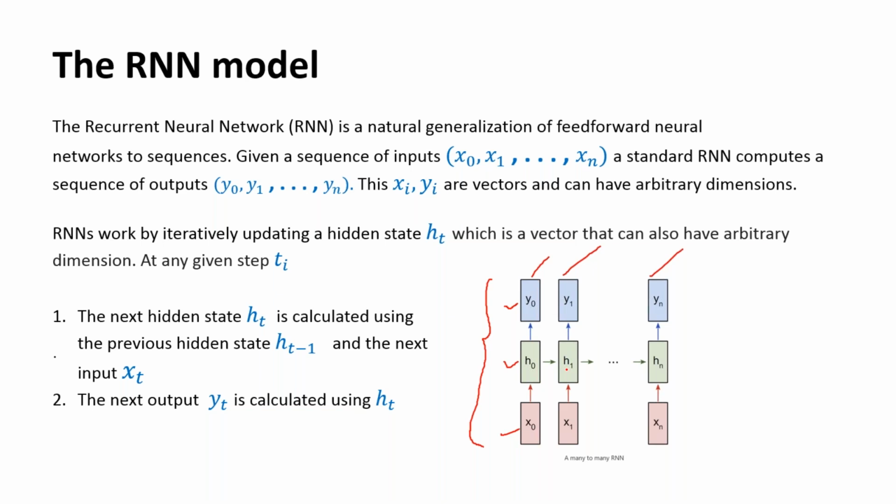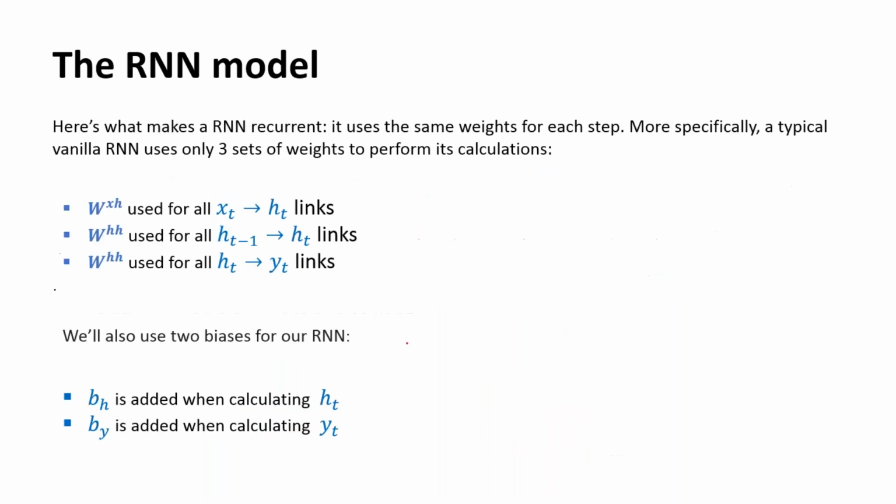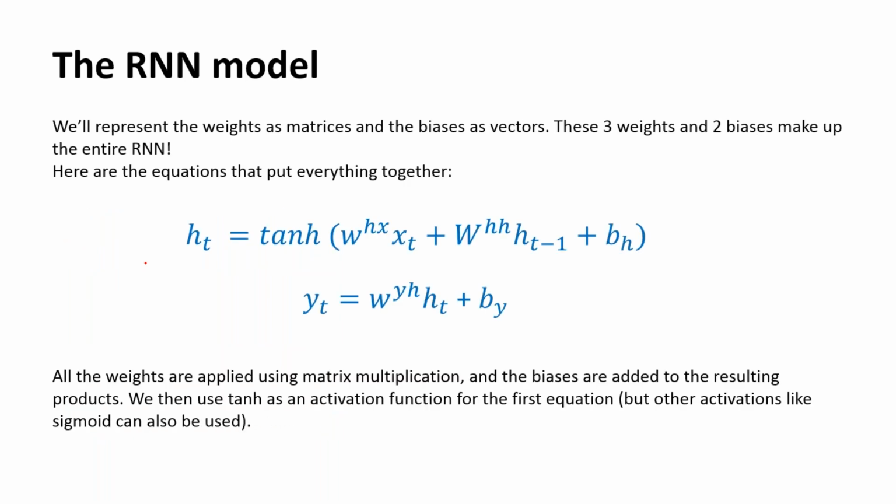So what makes RNN recurrent? It uses the same weights for each step, and more specifically a typical vanilla RNN uses 3 sets of weights. There could be multiple variations of RNN, but let's talk about a vanilla RNN where we have 3 weights: WXH, WHH, and this should be WYH, I'll update this one.